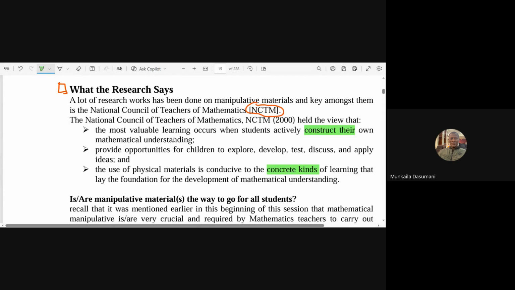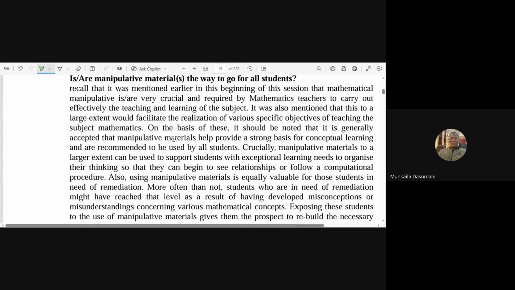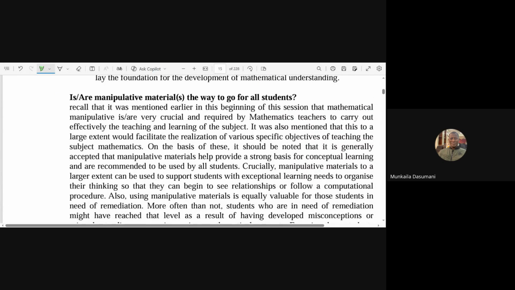The next question is: are manipulatives the way to go for all students? That's the question. I want two people to tell us if manipulatives should go for all students or whether not all students need manipulatives. Somebody tell us, do you think manipulatives are for all students? Yes, we have Abeka. After Abeka, someone else will also talk. Abeka, can you talk about it?